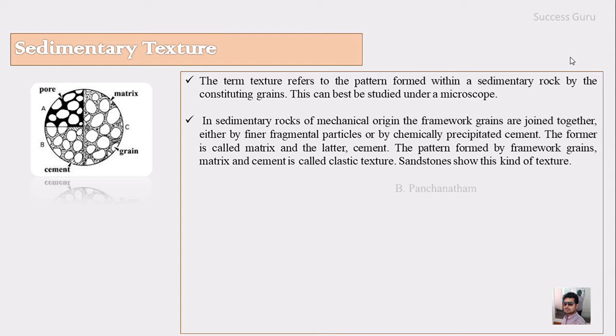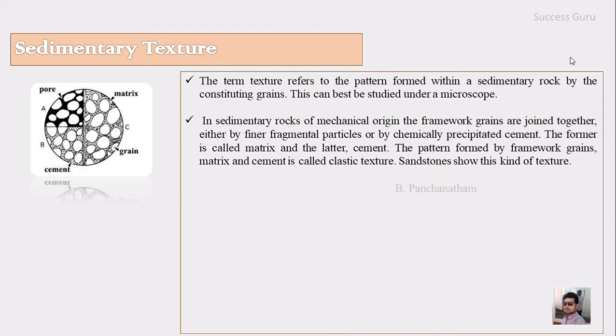In a sedimentary rock of mechanical origin, the framework grains are joined together either by finer fragmental particles or by chemical precipitate. The finer fragmental particles are called the matrix and the precipitates are called the cement. The pattern formed by the framework grains along with matrix and cement is called the clastic texture, and the sandstone shows the best of this kind.